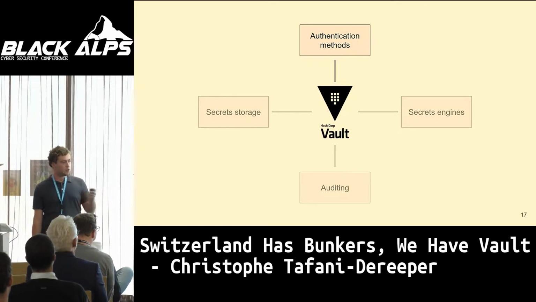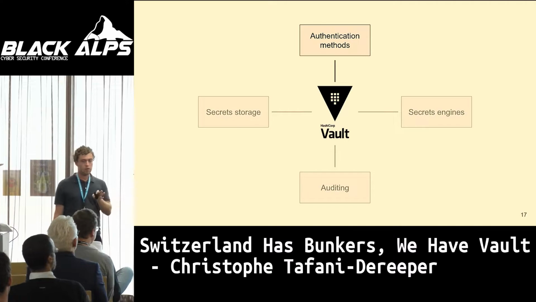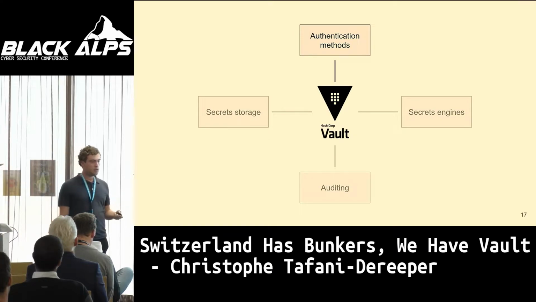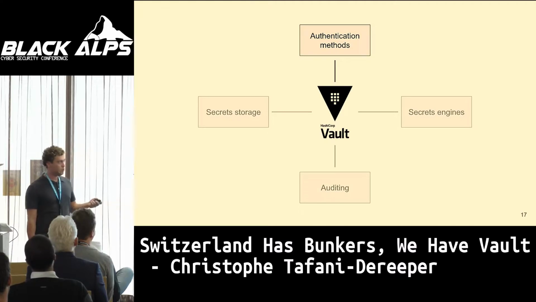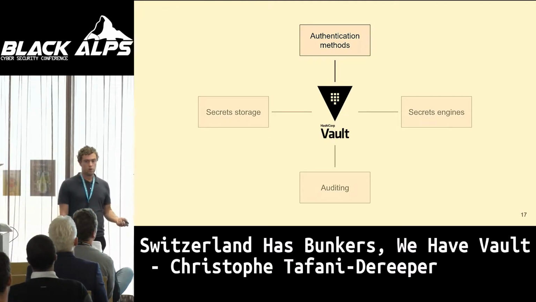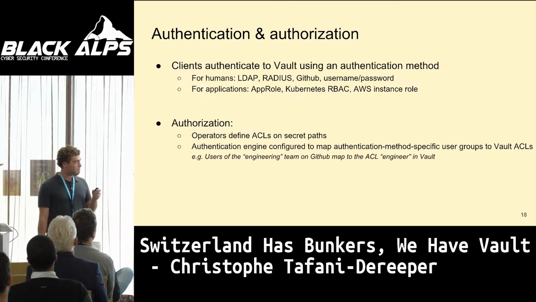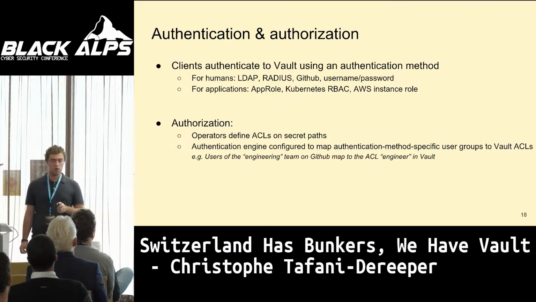Now about authentication methods. So now we have Vault, which is in a state where it can read what's stored on disk or in the MySQL database. And we are going to have users and applications authenticate to it, because we want to provide authenticated access to Vault. We don't want anybody to be able to access anything in Vault. So authentication. So the clients authenticate to Vault using one of several available authentication methods.